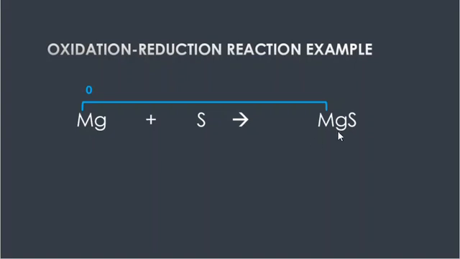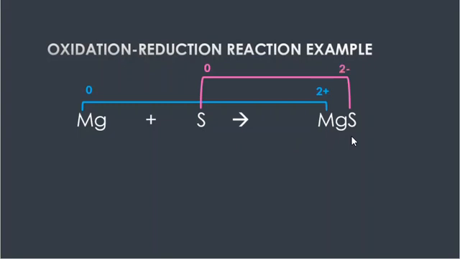On the product side, where magnesium is in a compound, you may recognize that magnesium is a group 2 metal, so its oxidation state in this compound will be +2. Notice that magnesium is becoming more positive. Let's look at sulfur. Sulfur in its elemental state has an oxidation number of 0, just like magnesium. On the product side, when it's in a compound, it's going to have the oxidation number of -2.